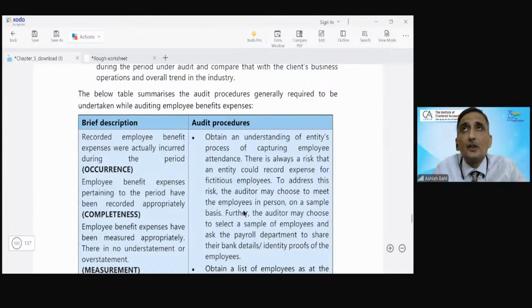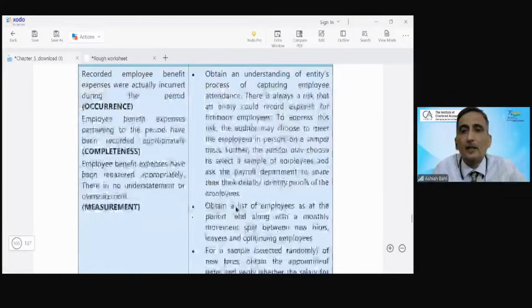Okay. To ensure that there are no fictitious, or what in auditing language we say ghost employees. Ghost means fictitious, ghost employees, dummy employees. Okay.